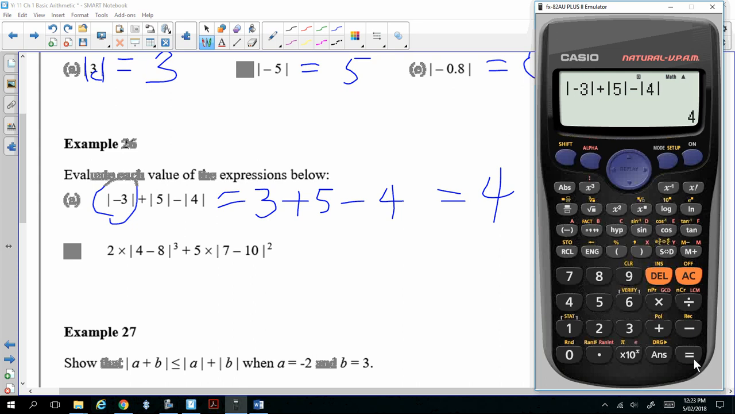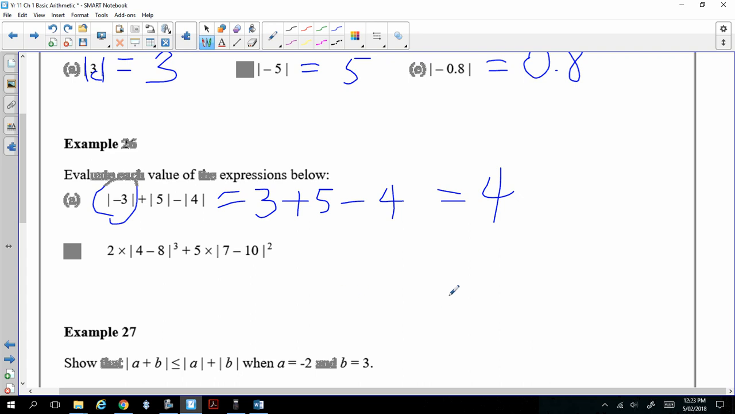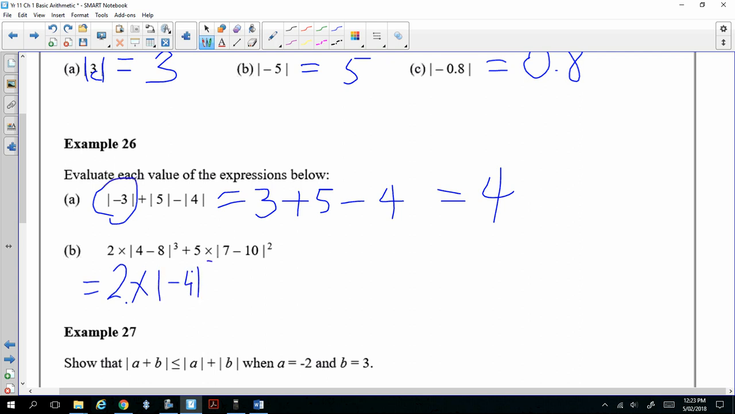Next one may be good to do on a calculator, but let's do it without a calculator. 2 times, now that's -4 to the power of 3. Now I need to know the order of operation. You still have to do what's inside the absolute value first. It's a bit like bracket. Times by, this is -3 squared. Now the next one will be 2 times +4 because the absolute value goes first before you cube it. Plus 5 times +3 squared.